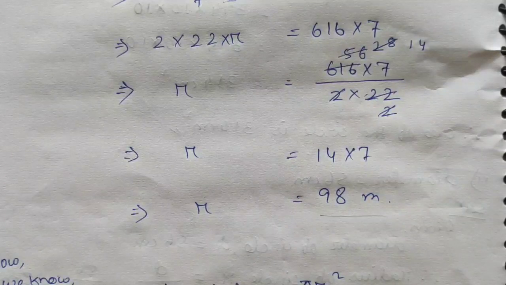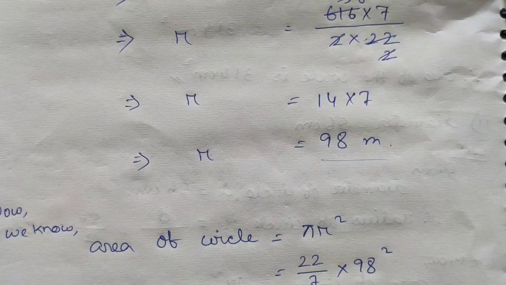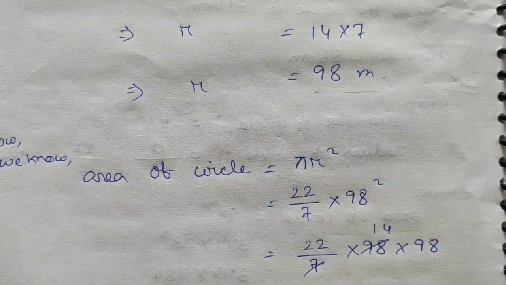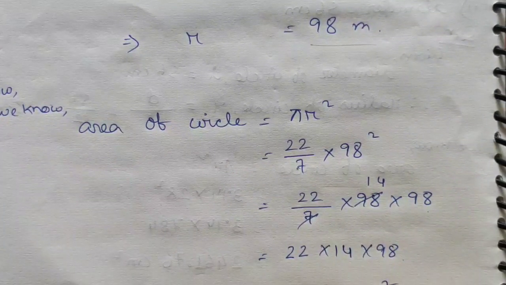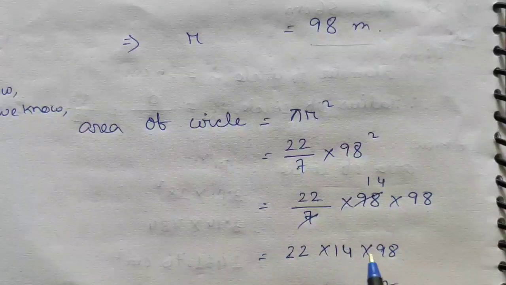Now we know the area of a circle is pi r square, right? So pi is 22 by 7, and r is 98 square. So 98 square means 98 into 98, and here we will cancel 98 with 7, that is 7 into 14 is 98. Clear? So our next line will be like this: 22 into 14 into 98. Look here, 22 into 14 into 98.